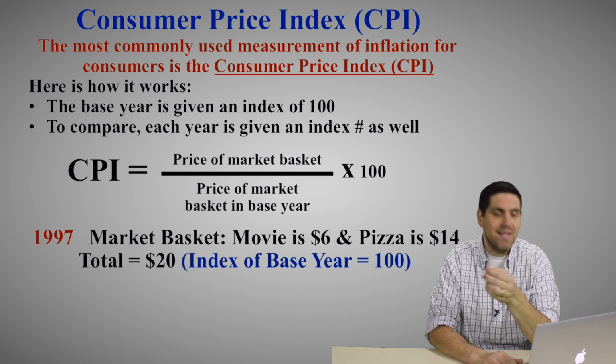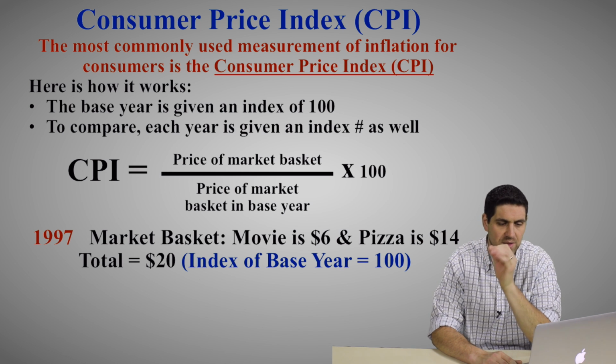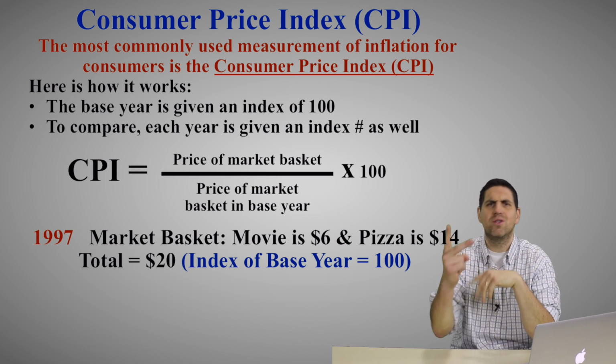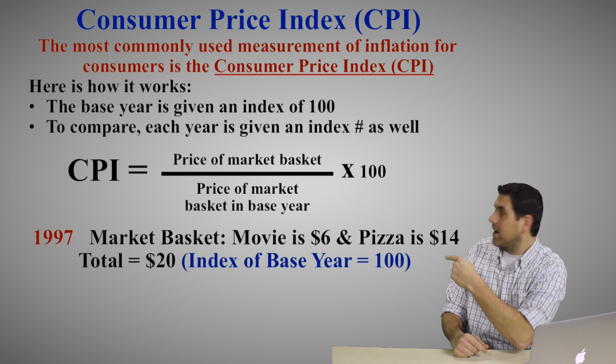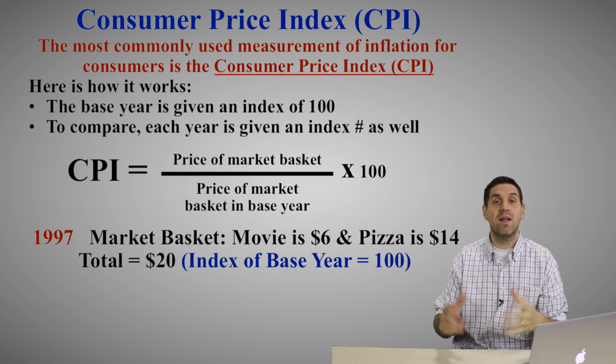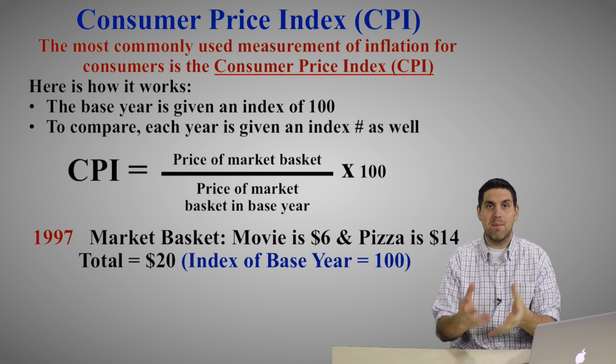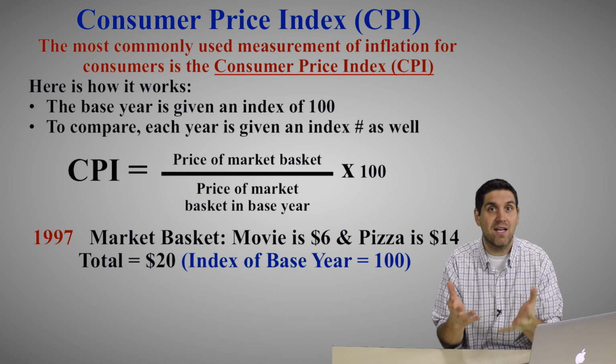Here's an example. In 1997, the market basket for a movie was $6 and pizza was $14. So there's only two things in the market basket for a grand total of $20. So if you divide 20 divided by 20 times 100, it pops out 100. That 100 is the index number of the base year. Remember, the base year always has 100.